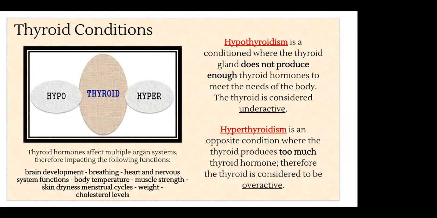So let's talk about two thyroid conditions, one being hypothyroidism. Hypothyroidism is a condition where the thyroid gland does not produce enough thyroid hormones to meet the needs of the body. The thyroid is considered underactive. The reverse, hyperthyroidism, is the opposite condition where the thyroid produces too much thyroid hormone. Therefore, the thyroid is considered to be overactive. Thyroid hormones affect multiple organ systems. They impact functions dealing with brain development, breathing, heart and nervous system functions, our body temperature, even the strength in our muscles, as well as skin dryness, our menstrual cycles, weight, and cholesterol.